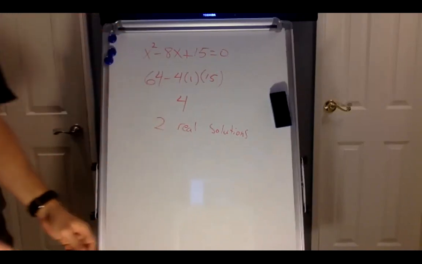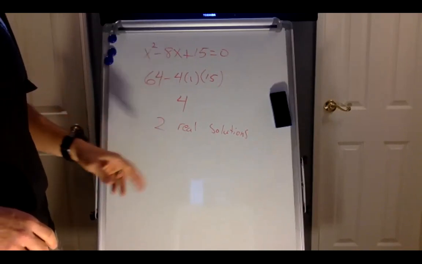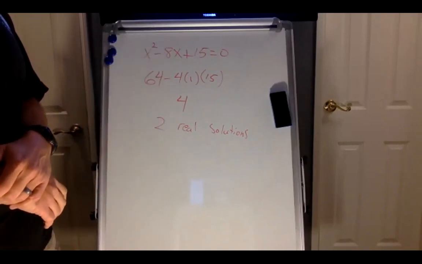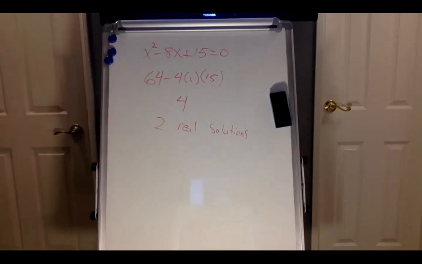If it's negative, would the solutions be two real? Imaginary solutions? Two. Okay. If it's 0, one real solution. This is 6 or 2. Roots are 6 and 2.